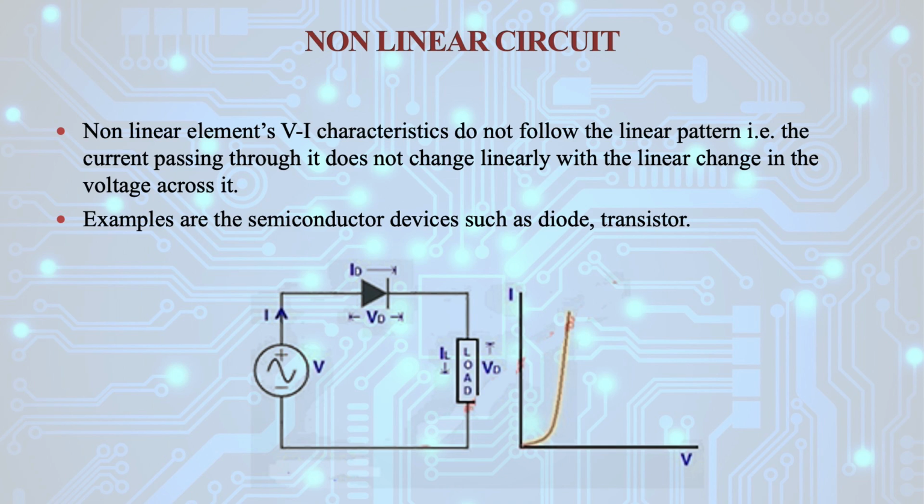It can be seen in the following diagram, which has two basic elements, resistor and inductor, and these two elements are connected in series with the voltage source. So here you can see the linear relation between voltage and current.